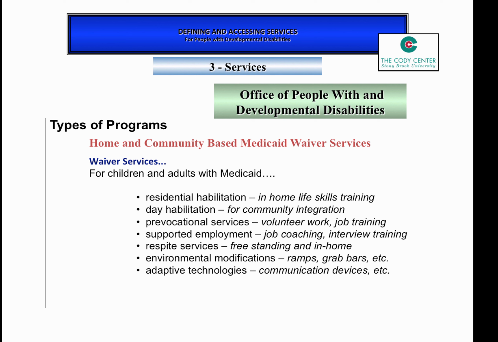In addition, the Office of People with Developmental Disabilities provides coordination of home and community-based Medicaid waiver services. Waiver services for children and adults with Medicaid can include residential habilitation or in-home life skills training, day habilitation for community integration, pre-vocational services, volunteer work and job training, supported employment such as job coaching and interview training, respite service, both freestanding and in-home, and environmental modifications, ramps, grab bars, etc., and also adaptive technologies such as communication devices.